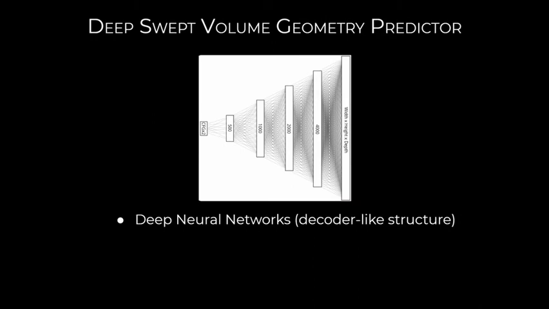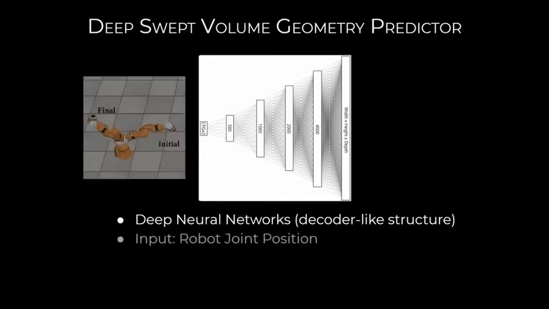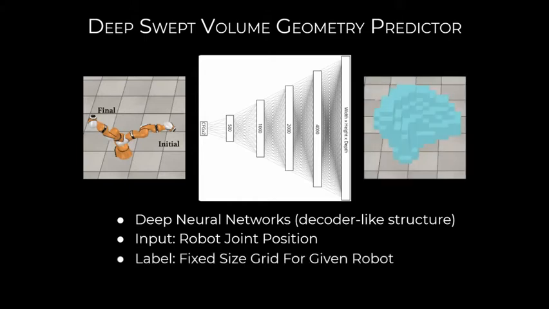It is a feed-forward network with fully connected layers that is similar in shape to decoder networks. Decoder networks generate high-dimensional output from a small set of expressive features. In our model, the inputs are a small set of joint positions, namely the initial pose and the final pose joint positions for the robots. The outputs are a set of non-negative values which represent the grid space for the robots. The dimension of the output layer is equivalent to the width times the height times the depth of the grid.